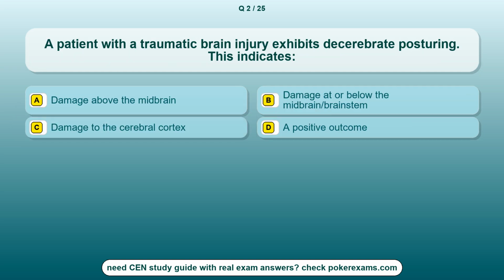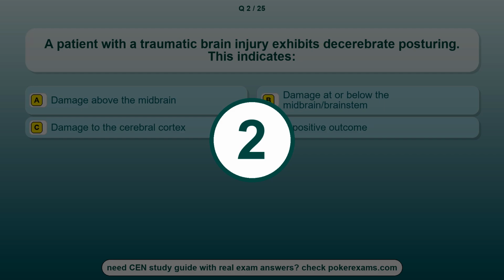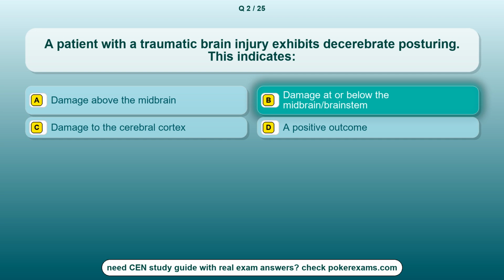Question 2. A patient with a traumatic brain injury exhibits decerebrate posturing. This indicates option A, damage above the midbrain, option B, damage at or below the midbrain/brainstem, option C, damage to the cerebral cortex, option D, a positive outcome. The correct answer is option B, damage at or below the midbrain/brainstem.